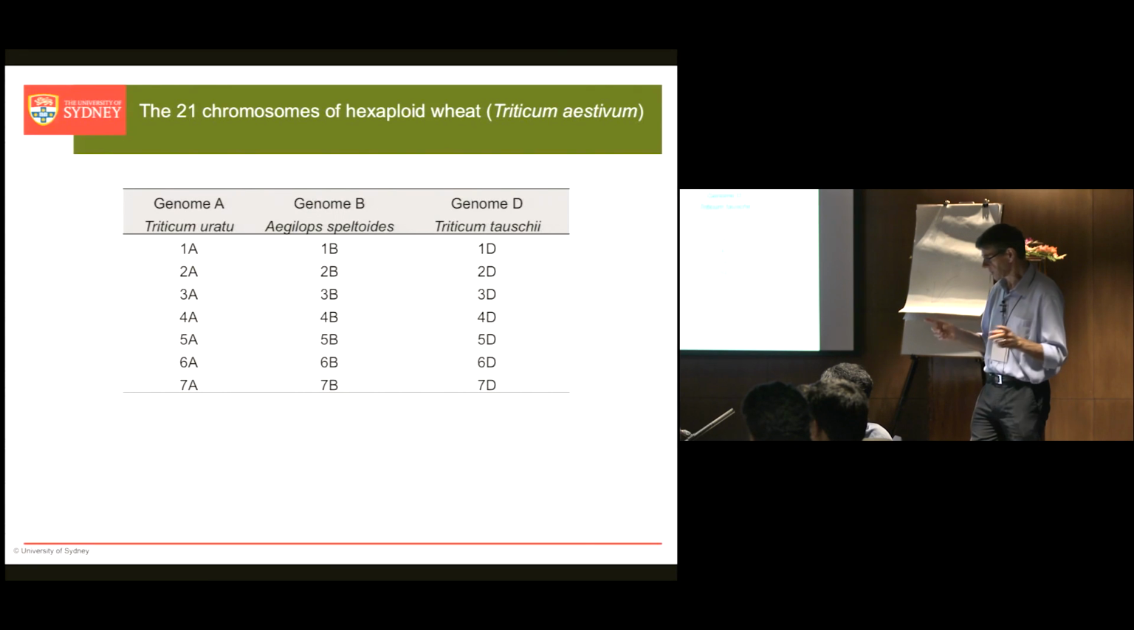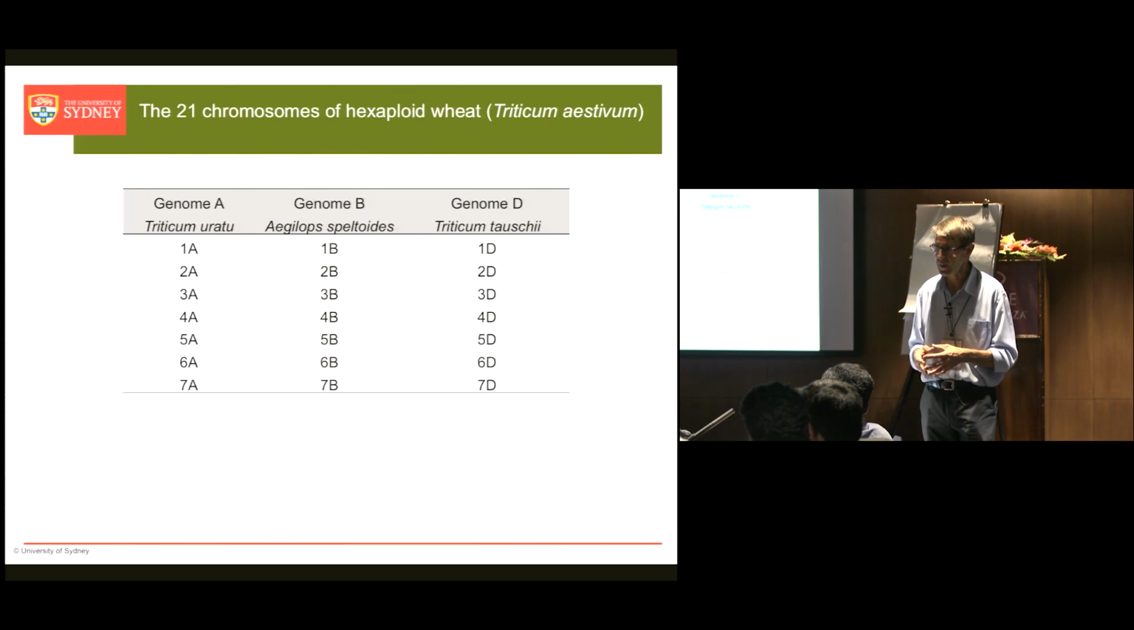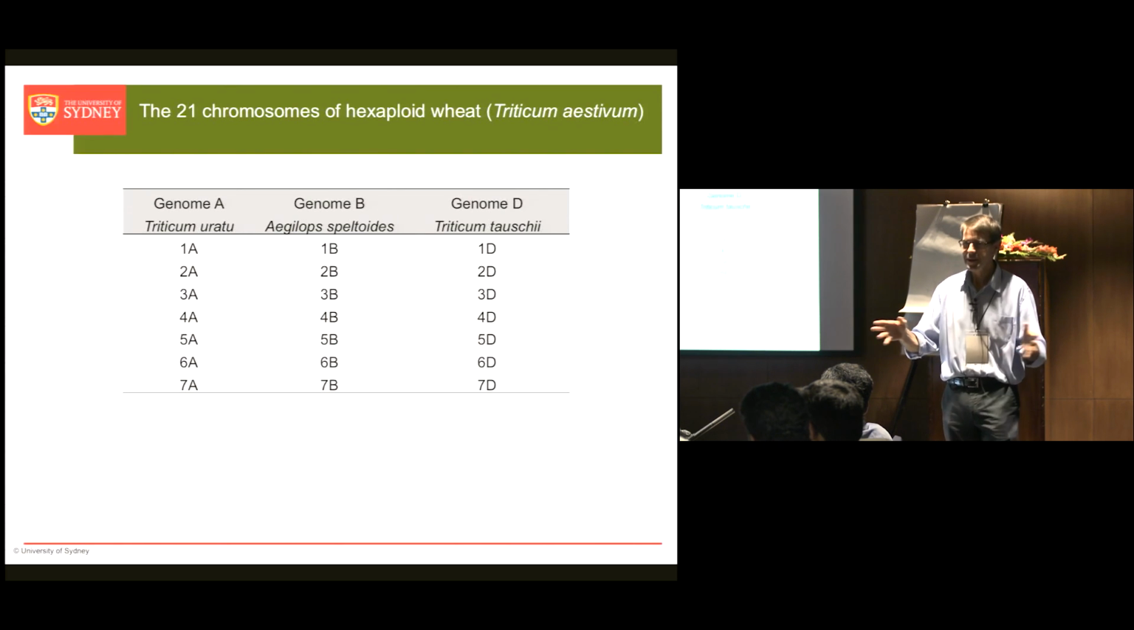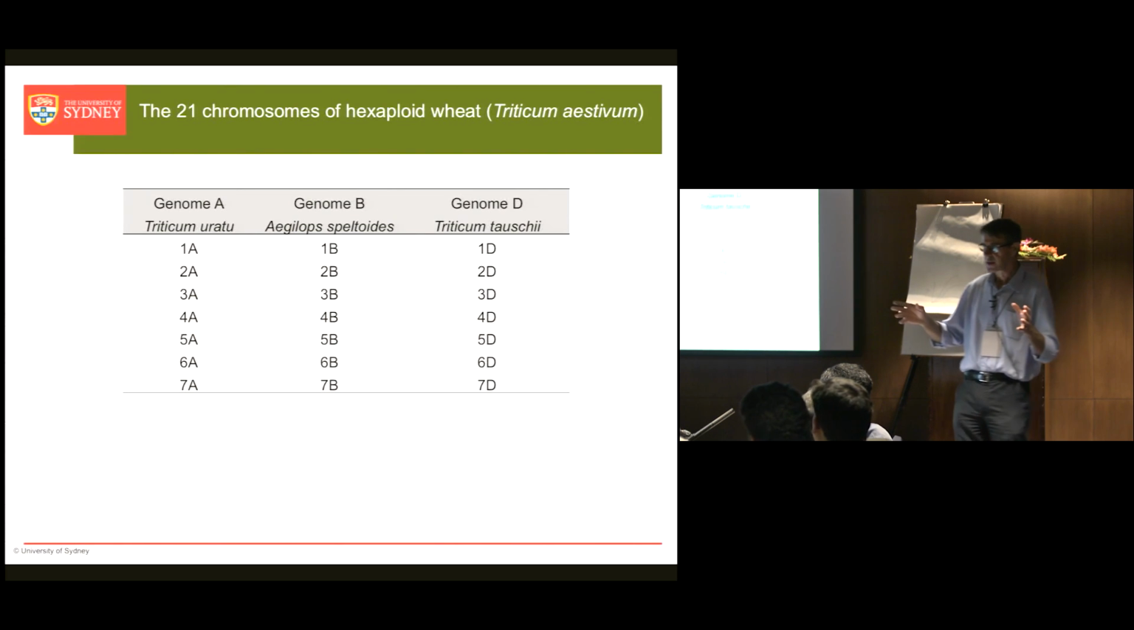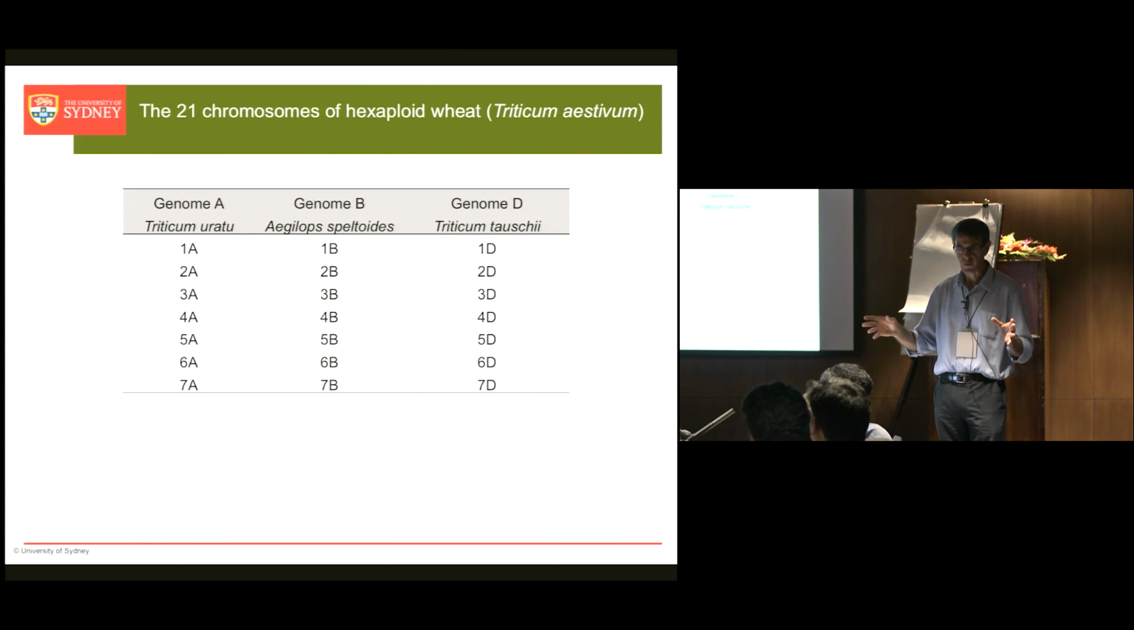Okay, so just a little bit about the 21 chromosomes of hexaploid wheat. Does anybody here know anything about wheat genetics? That's a terrible question to ask, isn't it? You all know something about wheat genetics. Let me ask a different question. Hexaploid wheat, common wheat, bread wheat. Okay, are you aware that it's a hybrid between 3 different plant species?